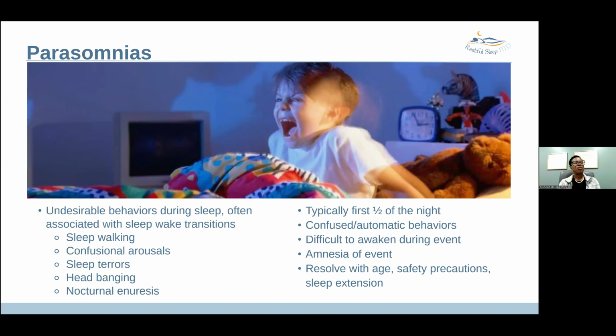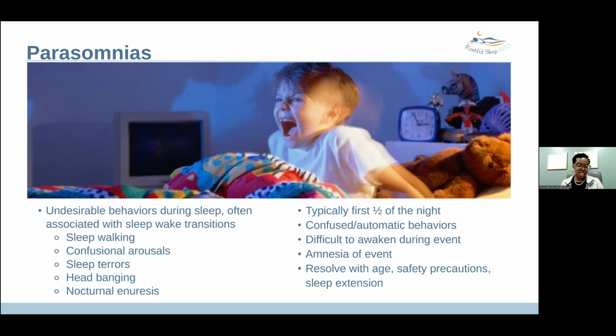So there's also what we call parasomnias. These are undesirable behaviors that occur during sleep. Usually you see them during the sleep-wake transitions. So these are kids who have sleepwalking, sleep terrors, head banging, bedwetting actually. Frequently it's in the first half of the night. You have the child doing very weird, confused, or automatic behaviors, very difficult to awaken during the event, and they do not remember. So we call it amnesia. They do not remember having these events.